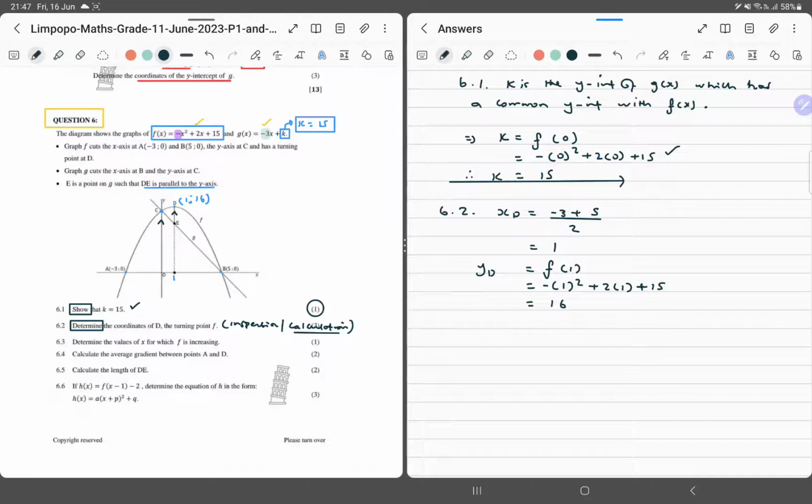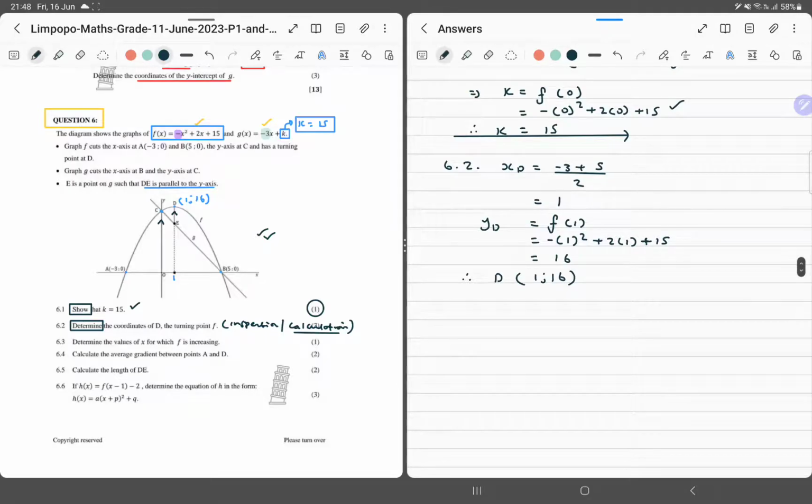So we can say therefore D is this point (1; 16). We sorted it by calculation, but using the resource that we were given, the graph. Not a big deal. So we're getting how many marks there? 3 marks. Okay. This business is correct. And that business is correct.